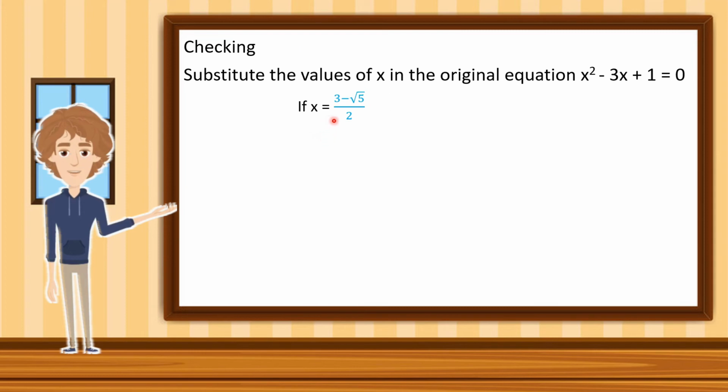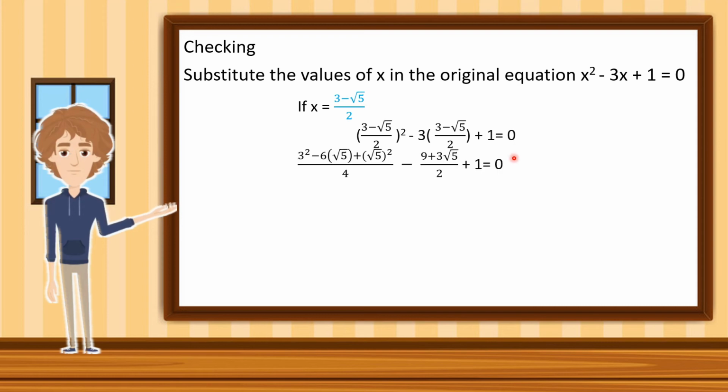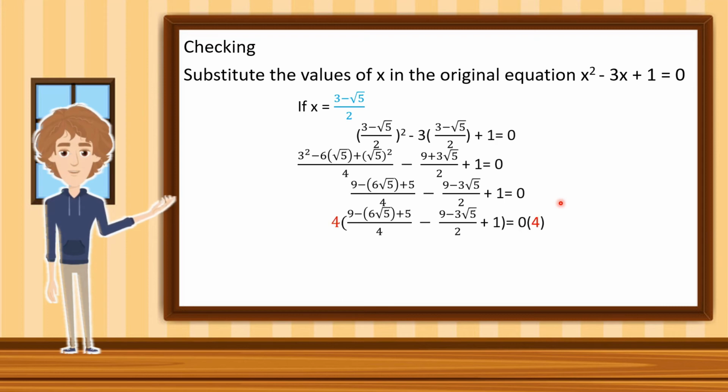If x is equal to 3 minus the square root of 5 all over 2, let us substitute them. 3 minus the square root of 5 all over 2, quantity squared, minus 3 times 3 minus the square root of 5 all over 2 plus 1 is equal to 0. And there you go. Let us simplify them and add them, and then multiply both sides by 4, and we have 9 minus 6 square root of 5 plus 5 minus 18 plus 6 square root of 5 plus 4 is equal to 0.